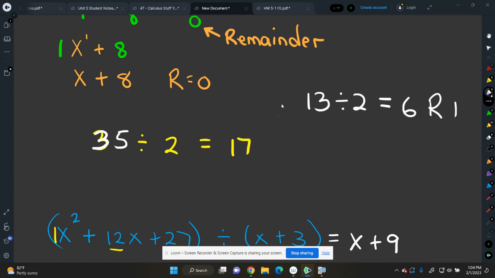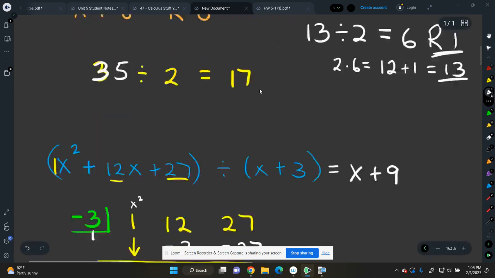Okay, now let's talk about this. Does 2 times 6 equal 13? No. So are 2 and 6 factors of 13? No. So if I do 2 times 6, what do I get? 12. But if I add the remainder of 1, I end up with 13. Everybody, I need you to all be looking up here.